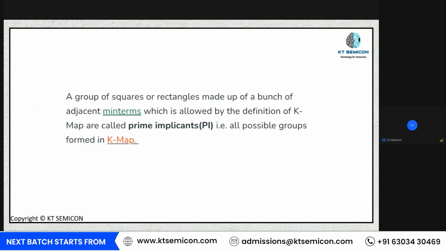So basically, a group of squares or rectangles made up of a bunch of adjacent minterms, which is allowed by the definition of K-maps, are called prime implicants. That is, all possible groups formed in a K-map are nothing but our prime implicants. Now, let us try to understand what is meant by this. Let's say we have a three variable function f(a, b, c) = sigma m(1, 2, 3, 7). Let's say these are our minterms.